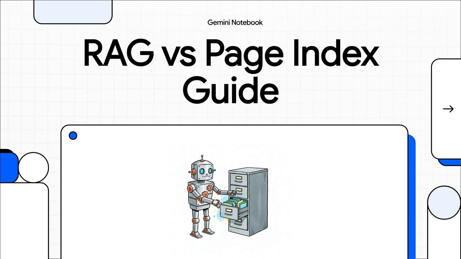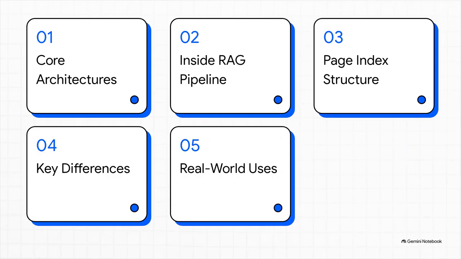Let's dive right in. Here's our roadmap for today. We'll start with a big picture look at these two core architectures, then literally trace the data flowing through a RAG pipeline. After that, we'll map out a classic page index tree structure, stack them up for some key architectural differences, and finally look at how you'd actually deploy these in real-world web development.